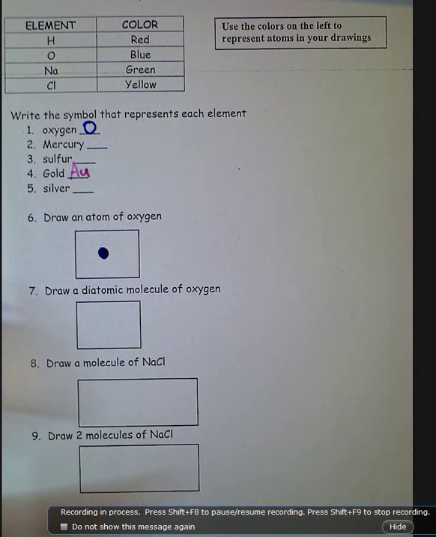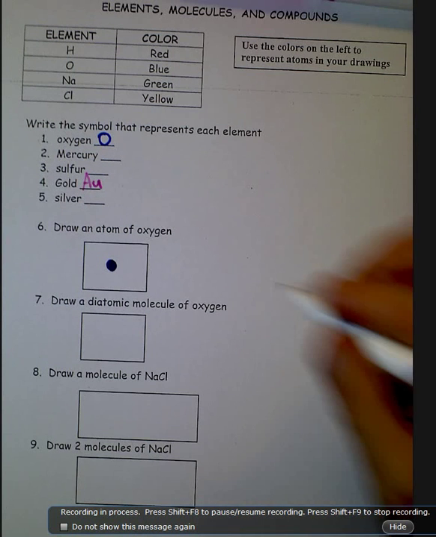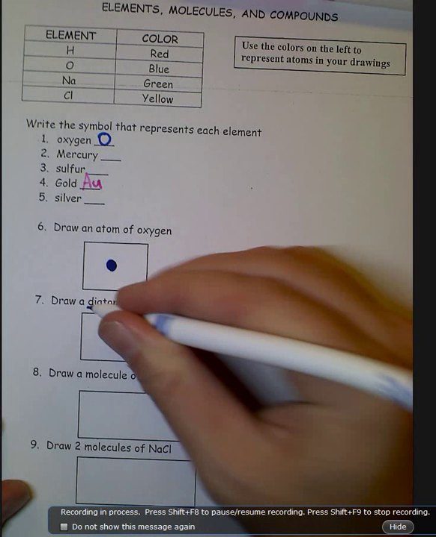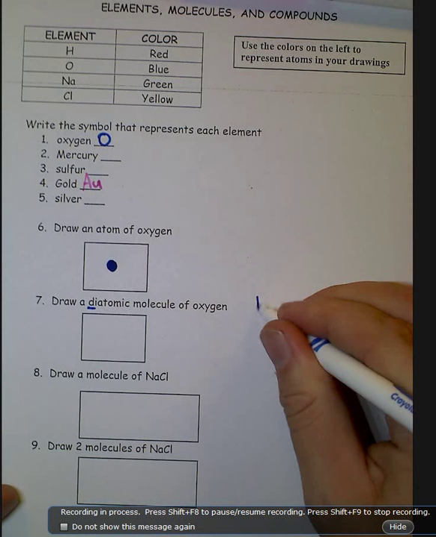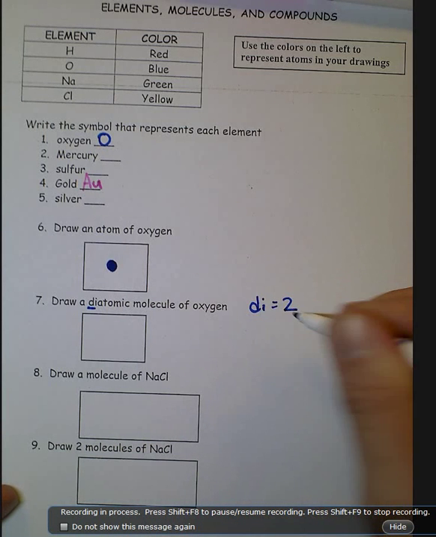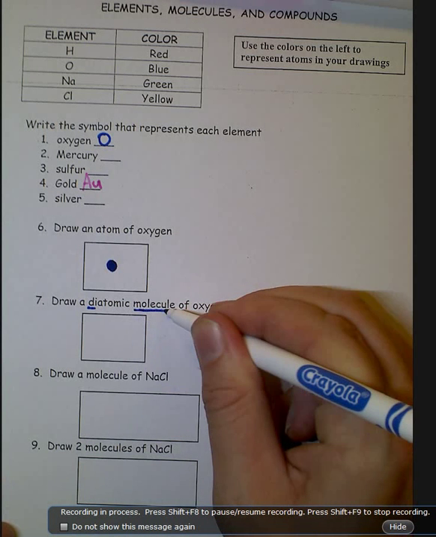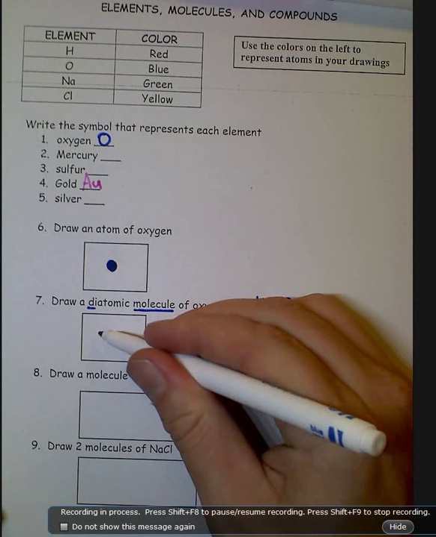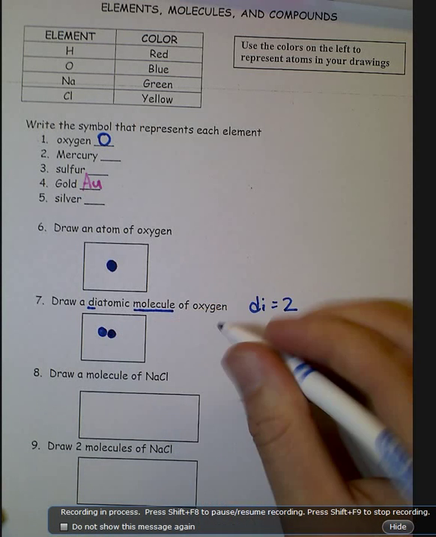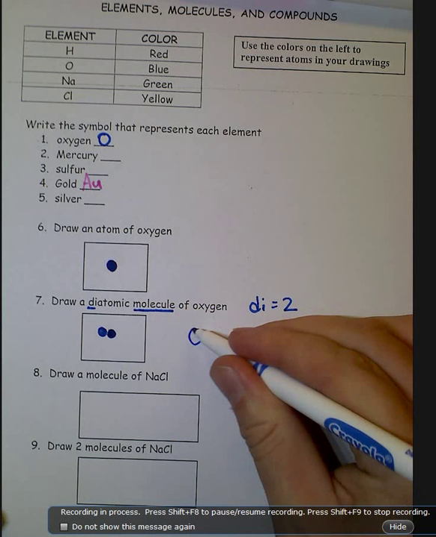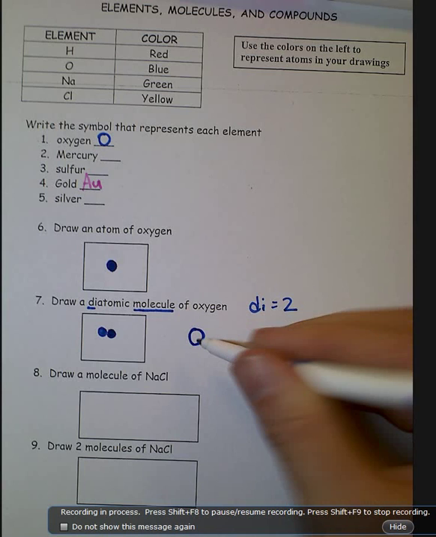All right, number 7. Draw a diatomic molecule of oxygen. Di stands for 2, just like bi. So di, anytime we see that, we have 2. Diatomic, we now have a molecule, okay, or a compound. These are going to be connected together. So we have blue, blue, okay, represented as O2. The 2's on the bottom. We have 2 oxygens, okay.